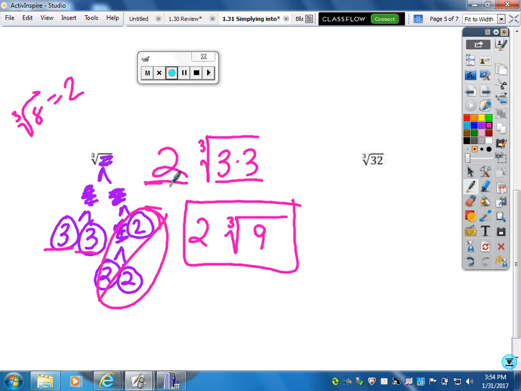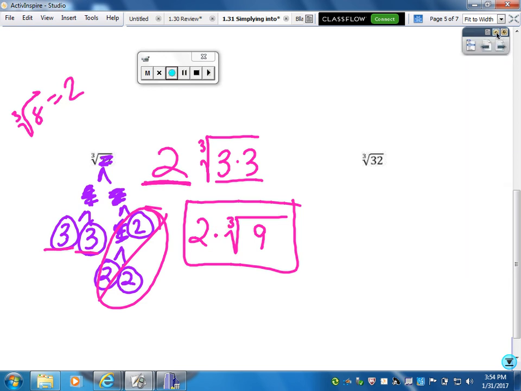Make sure that this outside number here is your coefficient. Make sure that's a big number. Don't try to put it up there as a little number next to the 3. It's a big coefficient. It's multiplied with that root, really, in between. If you need to write that symbol, go ahead and feel free to do so.